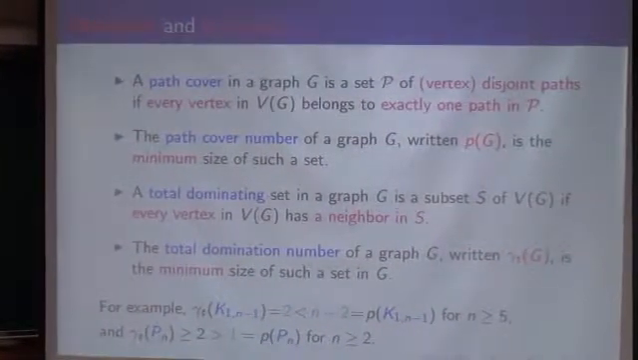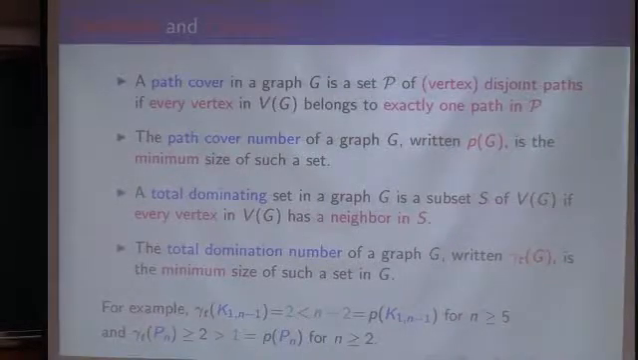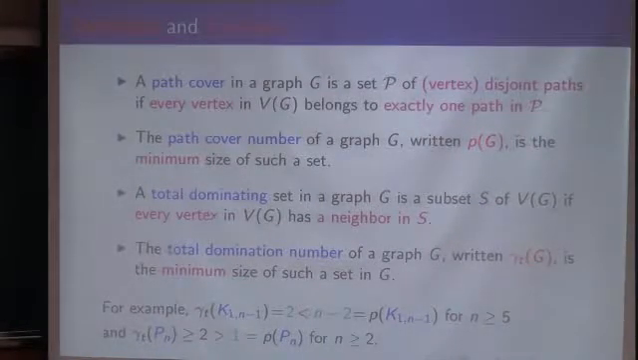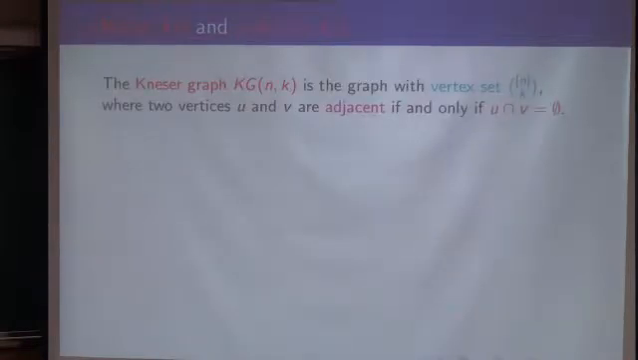Well, these graphs are easy to compute, the path cover number and the total dimension number. But how about Kneser graphs? The Kneser graph is a graph whose vertex set is all the k-subsets of an n-set, and two vertices are adjacent when they are disjoint. So if n is less than or equal to 2k minus 1, then there is no edge.